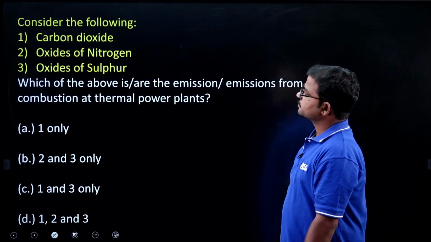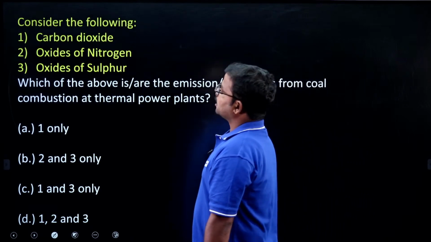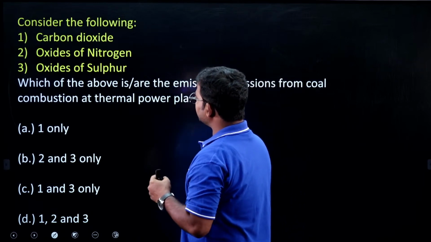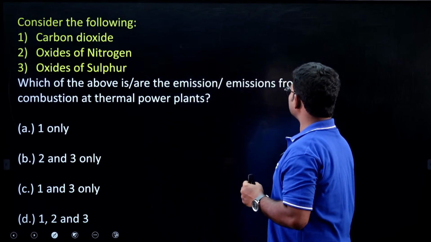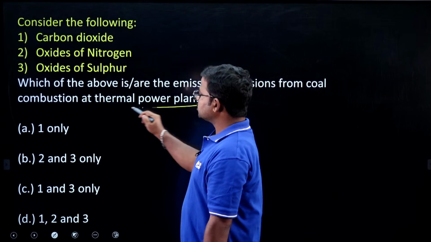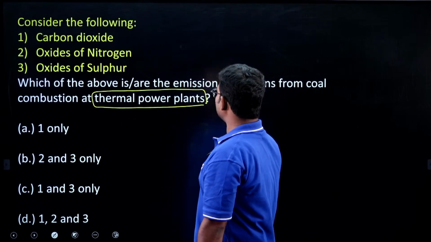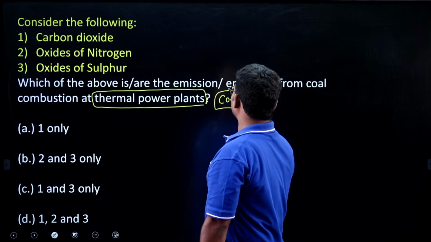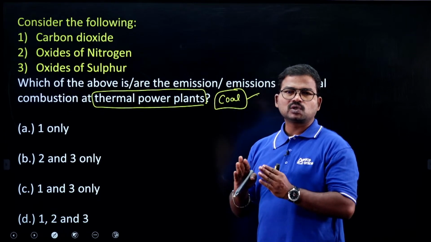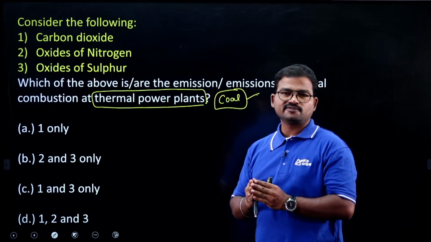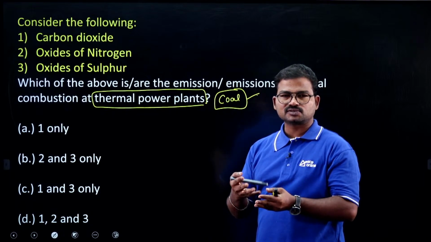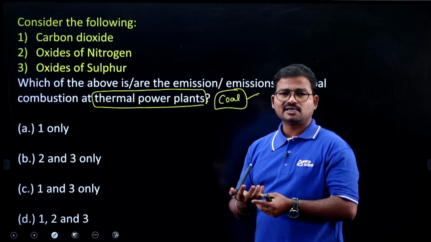The next one: consider the following: carbon dioxide, oxides of nitrogen, oxides of sulfur. Which of the above is or are the emissions from coal combustion at thermal power plants? In thermal power plants, coal is one of the major fuels. India still depends upon coal. More than 55% of power production in India depends upon coal. So the source to generate thermal energy in India is coal.